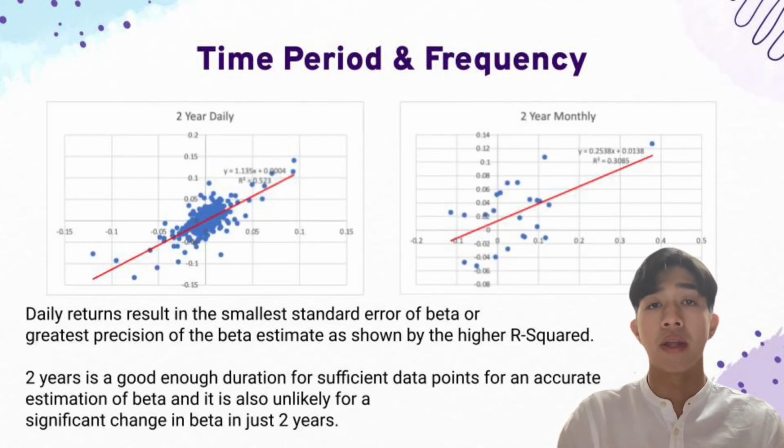By comparing the beta graphs between the 2 years daily and the 2 years monthly, we can see that by having more data points, we'll be able to fit a more accurate regression line to predict a more accurate beta value. This can be seen from the higher R-squared value for the 2-year daily graph as compared to the 2-year monthly graph. 2 years is also a good enough duration for sufficient data points for an accurate estimation of beta, and it's also unlikely for a significant change in beta in just 2 years.